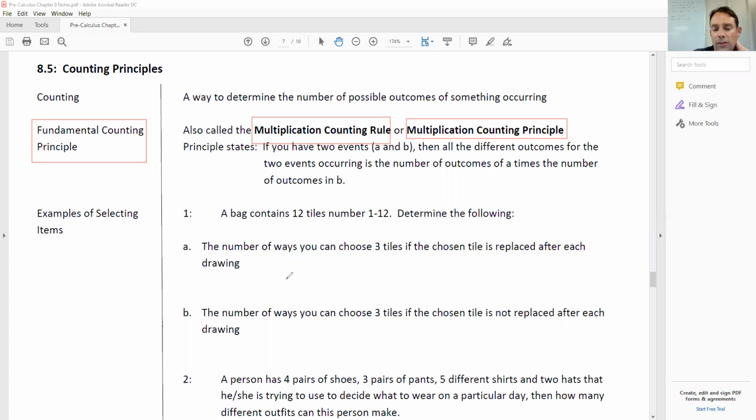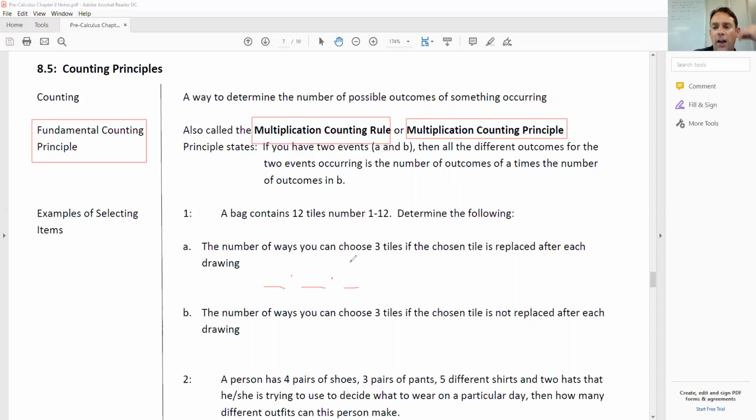What we're going to look at today is the idea of determining how many ways things can happen. So let's take a look at this first one. We have a bag that contains 12 tiles, all numbered 1 through 12. How many ways can we choose 3 tiles if the chosen tile is replaced after each drawing? So in other words, we're going to choose 3 tiles. We don't know what those tiles are. We don't care. All we know is that we're going to be choosing 3 tiles.